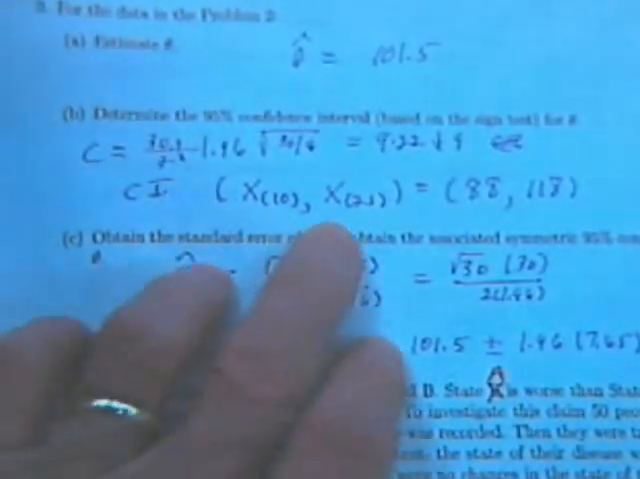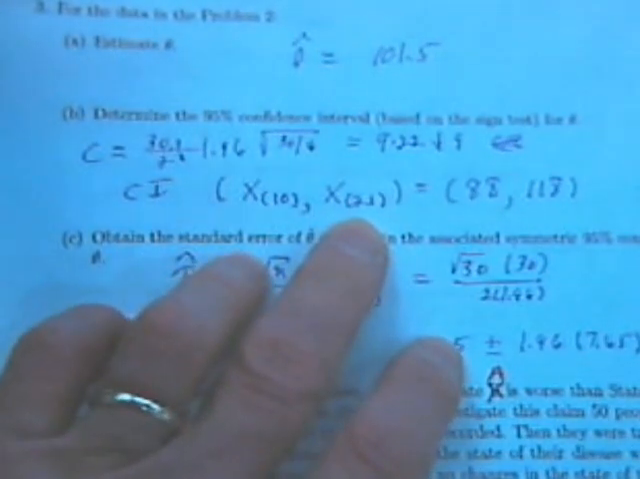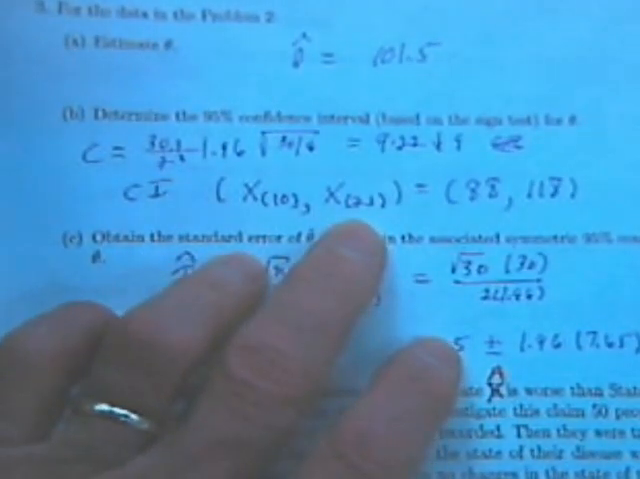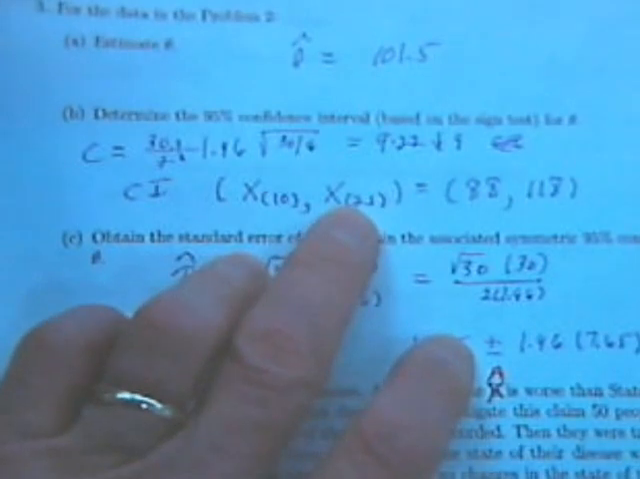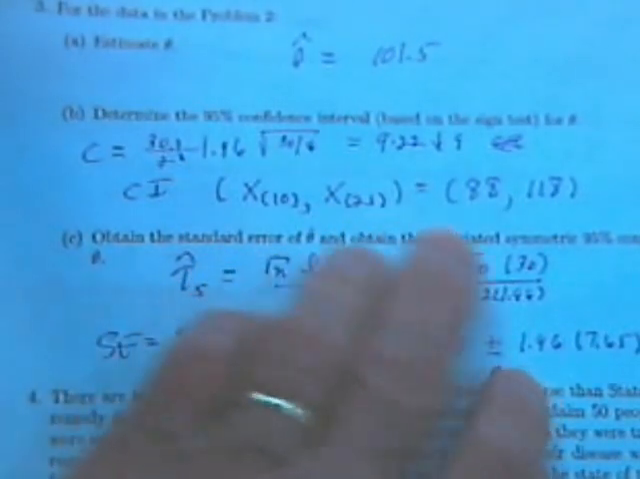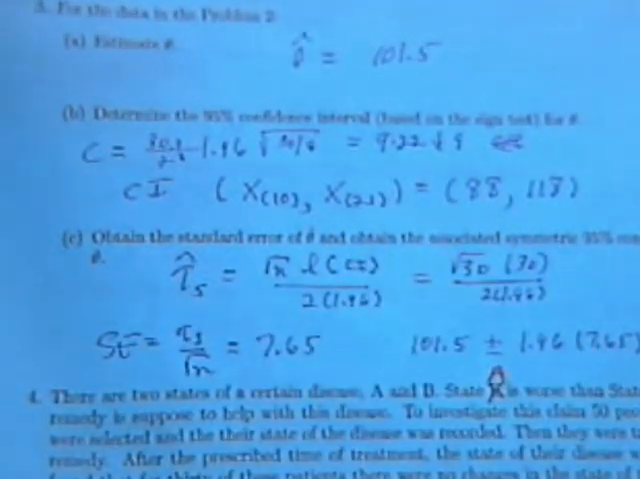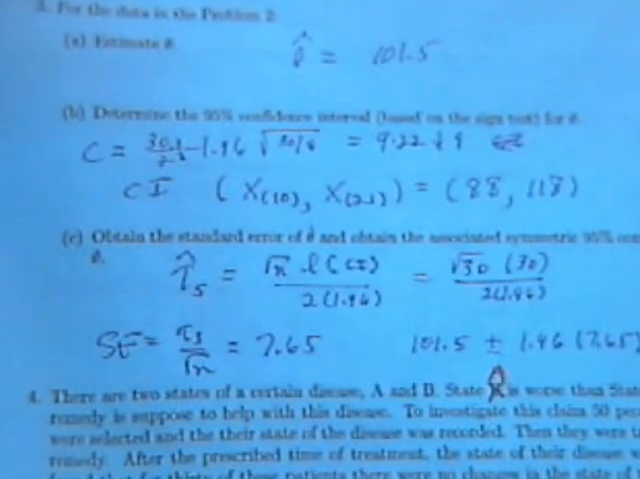So you want what? C plus 1, you want the 10th order statistic to the 21st. Okay. You do 30 minus 7. So that's 88. Any questions on that?